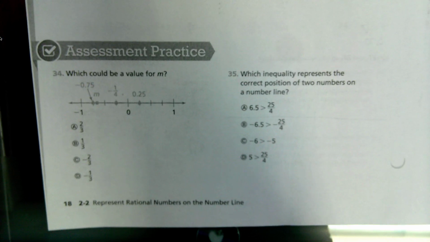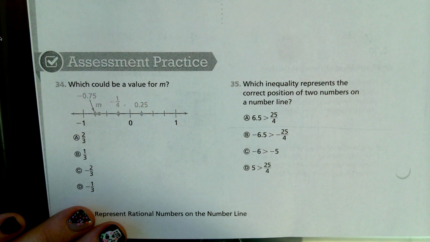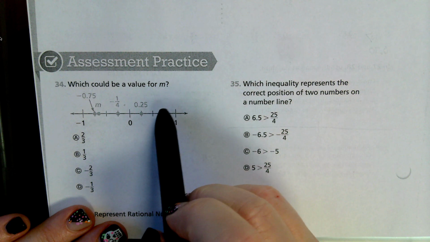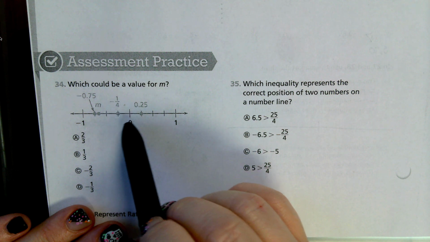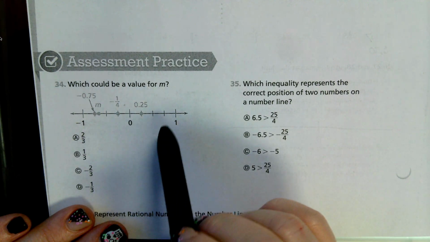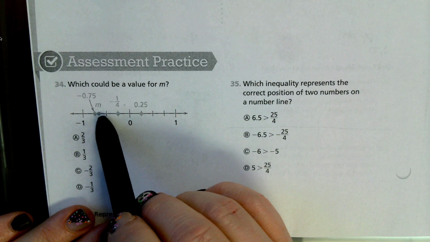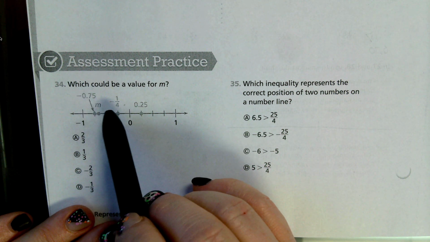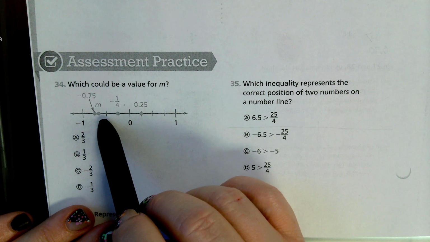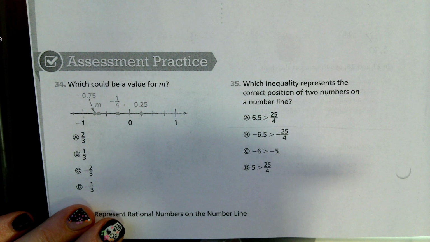All right, number 34, which could be a value for M? First of all, we need to convert. So this is already a decimal, and this is a decimal, right? So I would convert -1/4 to a decimal, okay? And then I'd have to decide M. What could M be? All right? If this is a negative and this is a negative, what do you think M's probably going to be? A negative. Are there any two letters I can automatically cross out? Knowing with that rational thinking, what do you think, Ernesto?